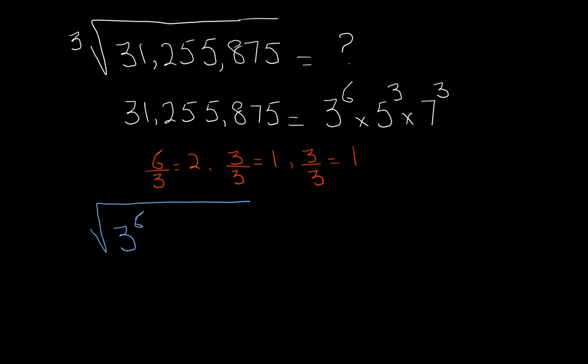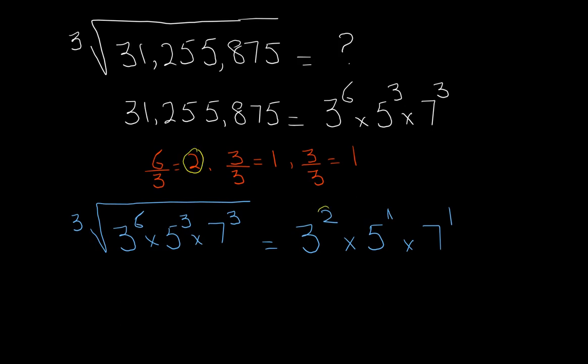So you can see, hopefully, that the cube root of this number, which is 3 raised to the power 6 multiplied by 5 raised to the power 3 multiplied by 7 raised to the power 3, is going to be equal to 3 raised to the power 2 multiplied by 5 raised to the power 1, which is just 5, multiplied by 7 raised to the power 1. And please note that this 2 is this 2, and this 1 is this 1, and this 1 is this 1.